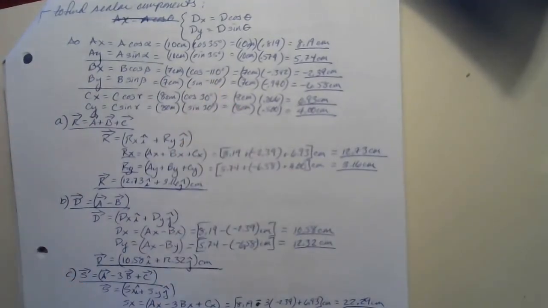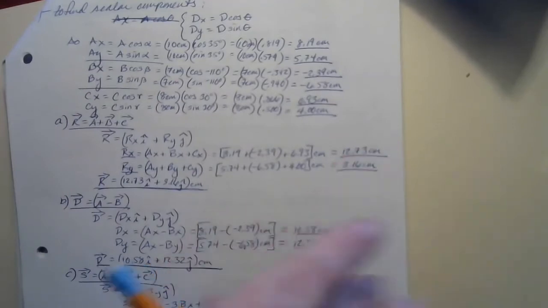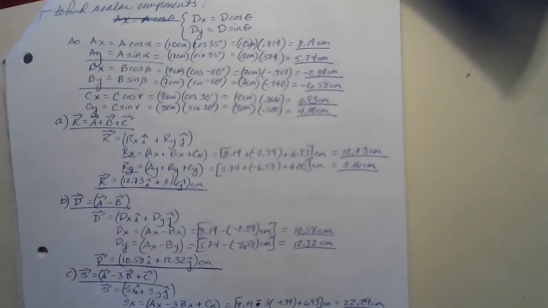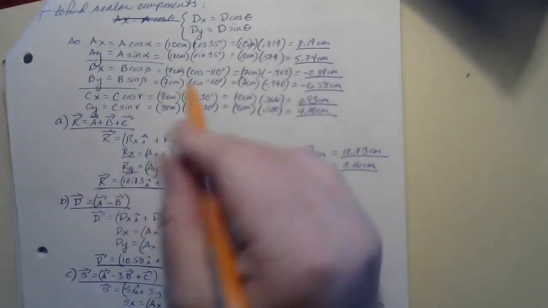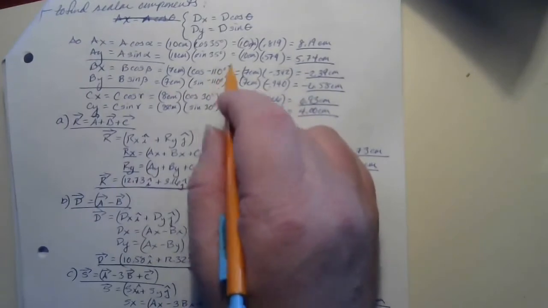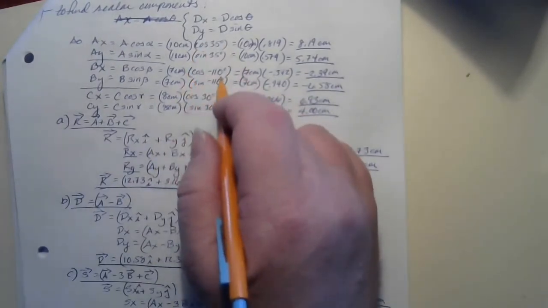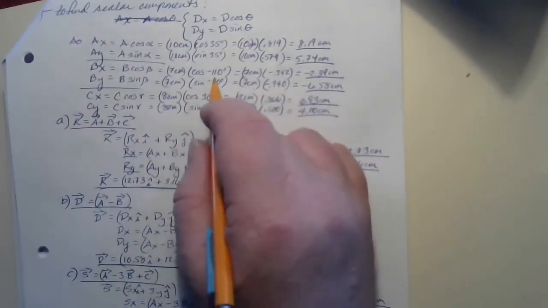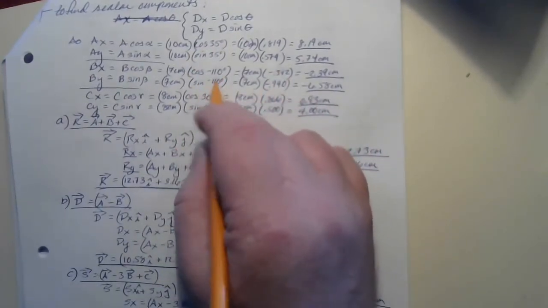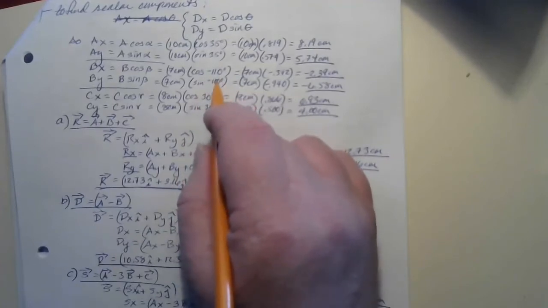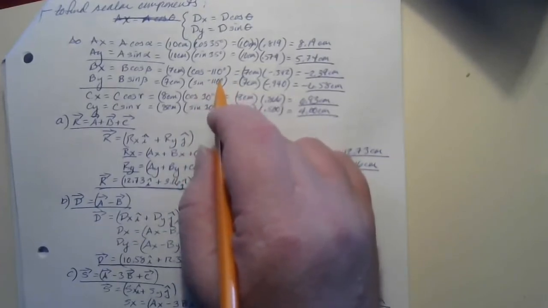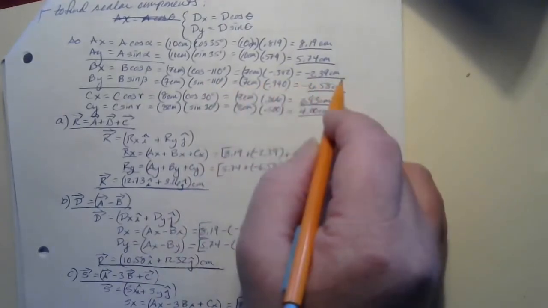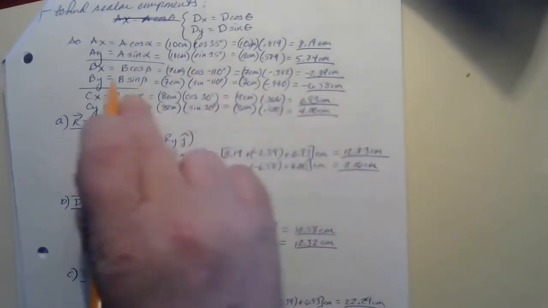Because they chose to go around clockwise from the x-axis to find that angle, you could also have used an angle of positive 250, which is what you get if you went counterclockwise around from the x-axis, and you would get the same result, because the cosine of 250 degrees is the same as the cosine of negative 110, which it should be because they're actually the same angle. And you end up with negative 2.39 centimeters as the x component for vector B.